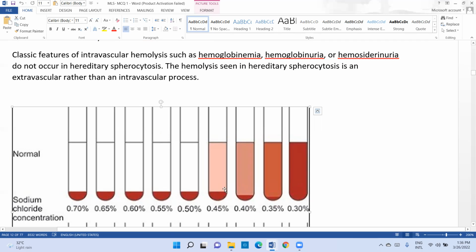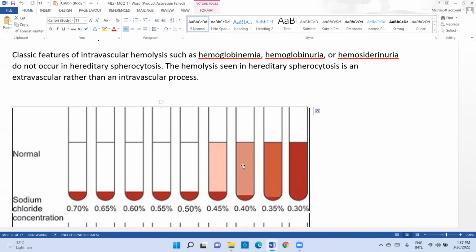So this is called osmotic fragility test. When you use a normal red cell, this is the story. Normal red cell like this. But if the blood contains spherocytes, the rupture starts here, like for example, at 0.55. So at here, this color will be given by this one. So we say osmotic fragility is increased.